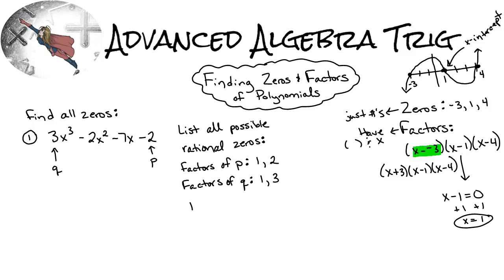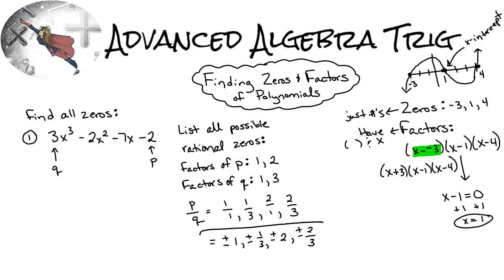And then you take every P and divide by every Q. So I will get 1 divided by 1 and 1 divided by 3. Then I'll move on and I'll get 2 divided by 1 and 2 divided by 3. And let's just take a second to reduce those, and each one will also be plus or minus. So plus or minus 1, plus or minus 1/3, plus or minus 2, plus or minus 2/3.